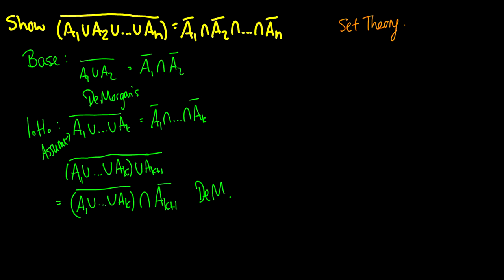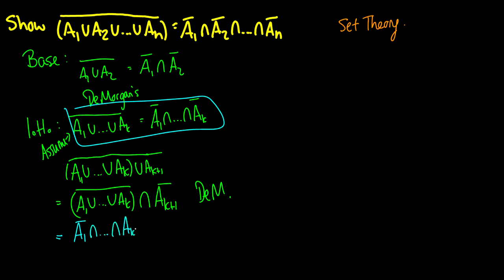But we know with our assumption here that this other section is going to hold as well. Therefore, this complement of A1 union all the way up to A sub k is actually just going to be the complement of A1 intersect all the way up to the complement of A sub k intersect. And because of the previous step we did, we know that this is also going to intersect with the complement of A sub k plus 1. And this is by our assumption. So we have thus proven that this holds.